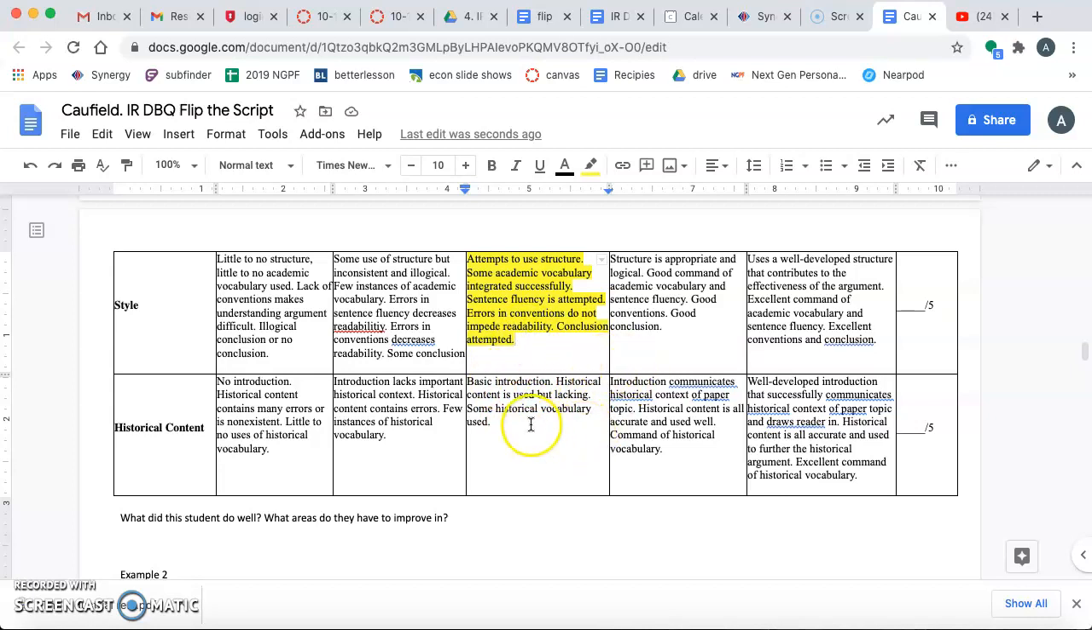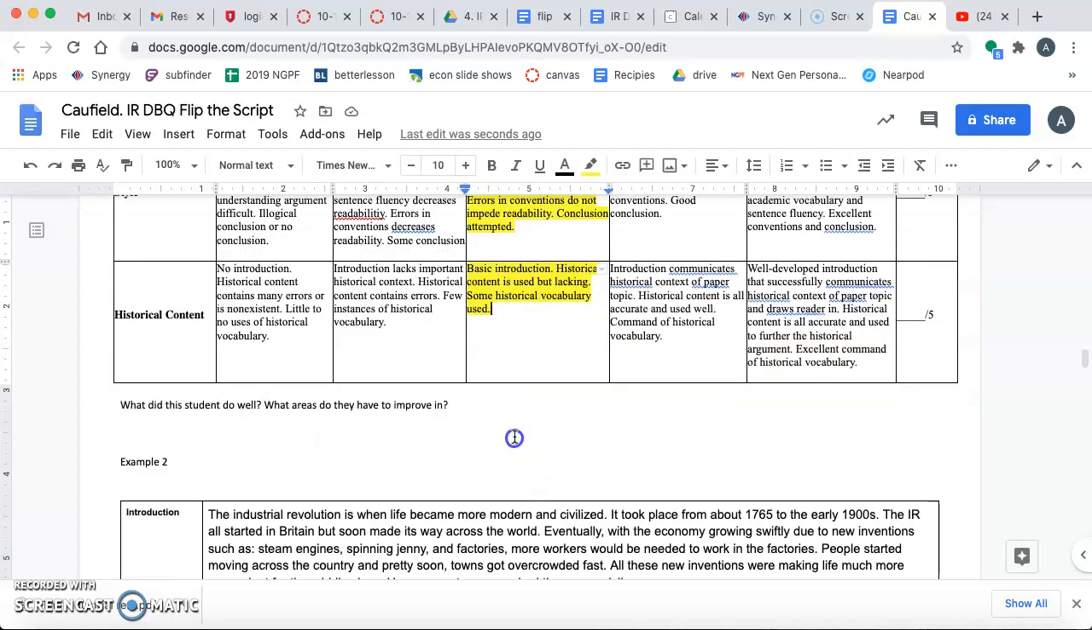And then in terms of historical content, I also gave a 3. Their introduction was very vague in terms of what was going on during the Industrial Revolution. And then in the analysis, it's missing that cause and effect. I don't really see that this person understands why the Industrial Revolution caused all these things. I need to see that they know more about the Industrial Revolution.